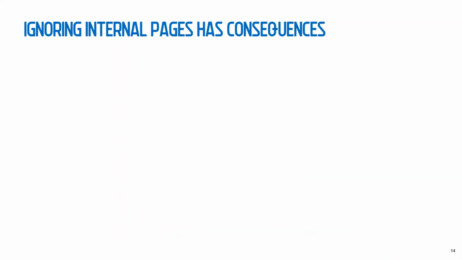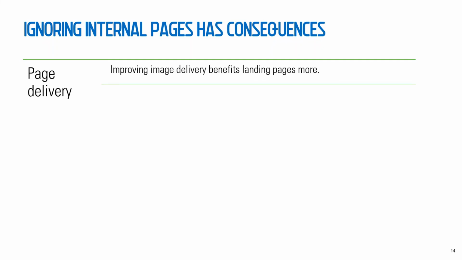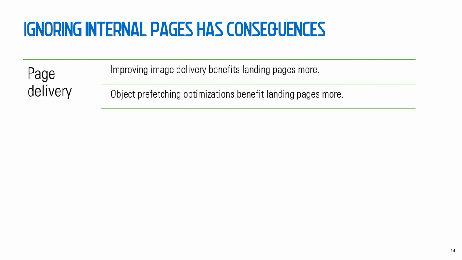In summary, ignoring internal pages has significant consequences for measurement and for research in general. For page delivery optimizations, it may lead to biased evaluations. For example, improving image delivery will benefit landing pages more just because landing pages have more images. Object prefetching optimizations, such as Polaris, will also benefit landing pages more because they have deeper structure.